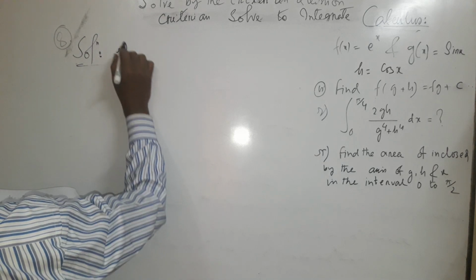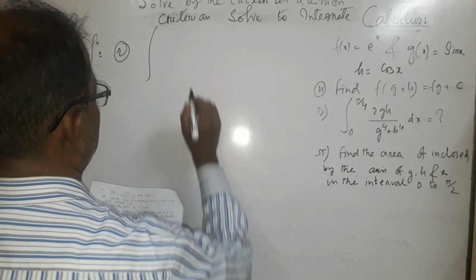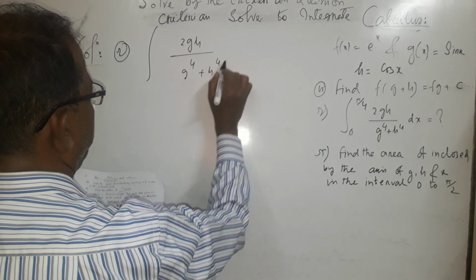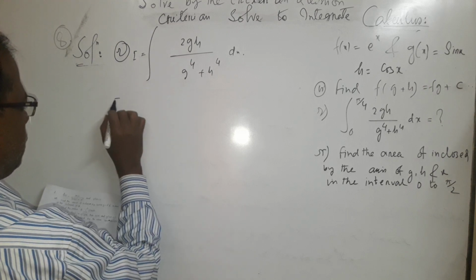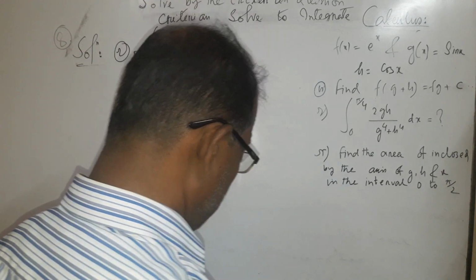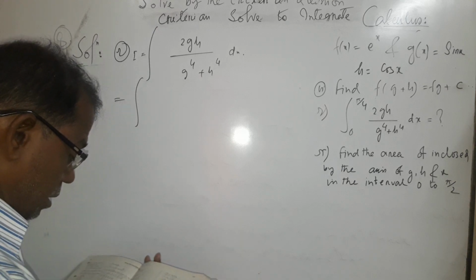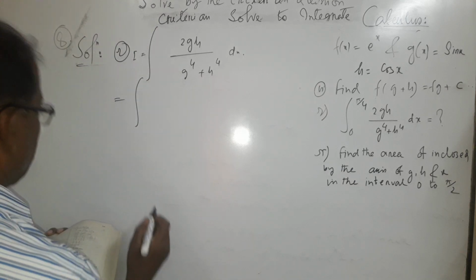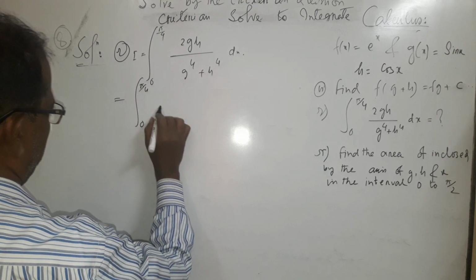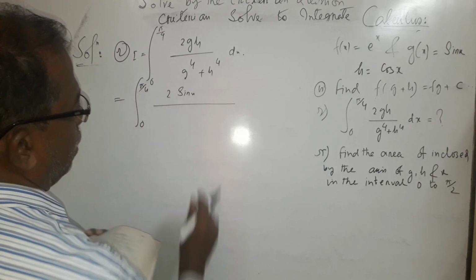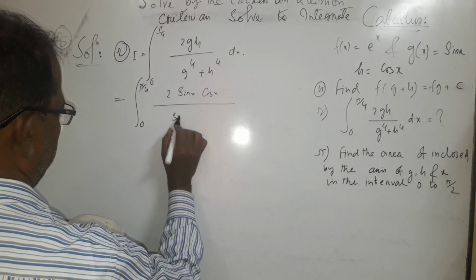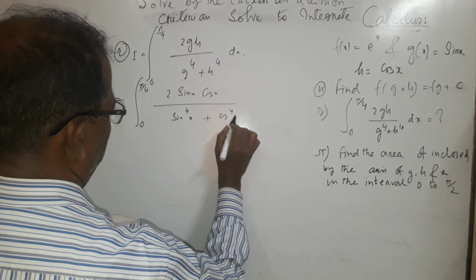Number is called integration of 2 divided by g of 4 plus h of 4 dx, equal to integration of 2 g of x means e to the power x, 2 h of x means e to the power x, and 0 to pi divided by 4, 2 sin x, 2 h of x means 2 cos x, and g of x sin 4x plus cos 4x dx.